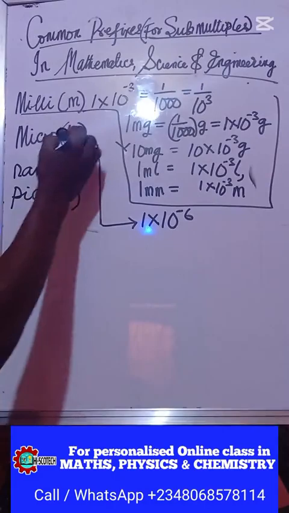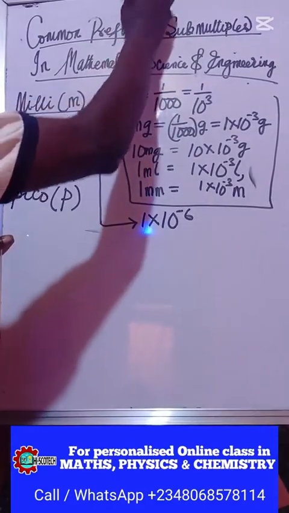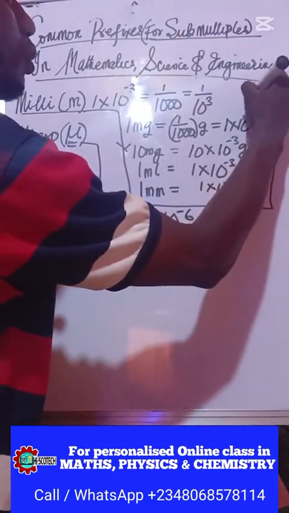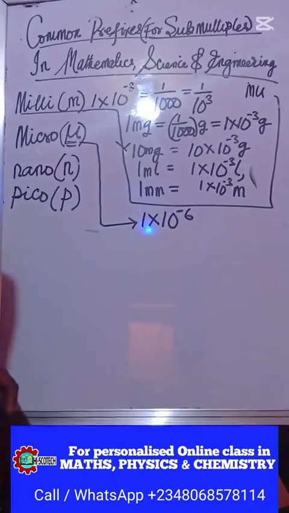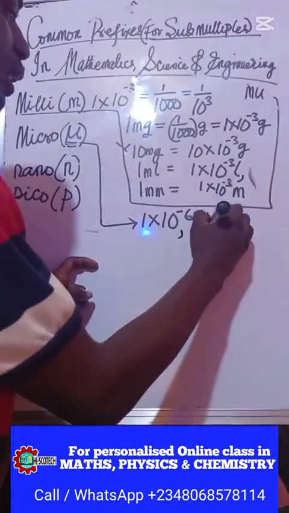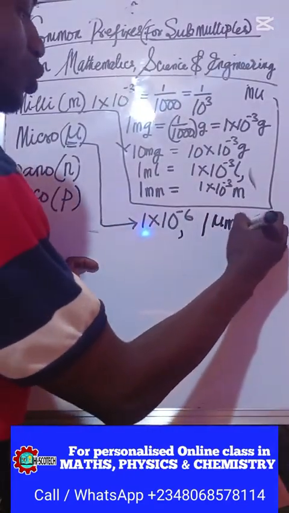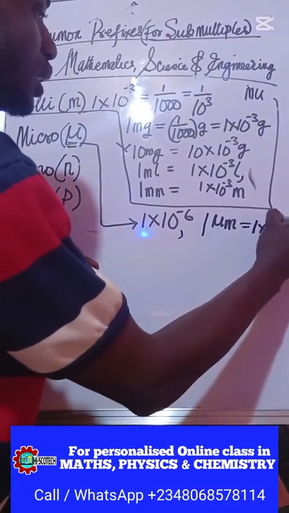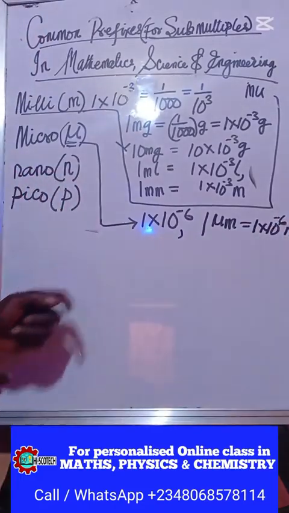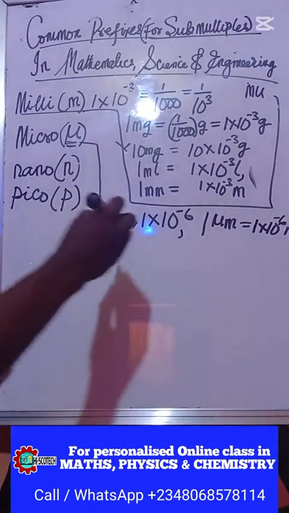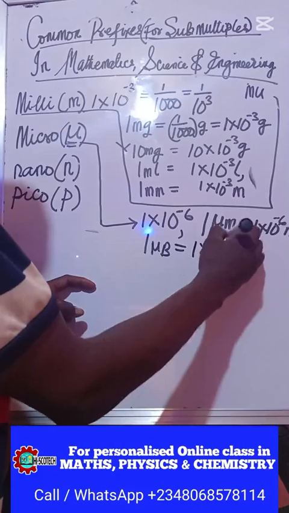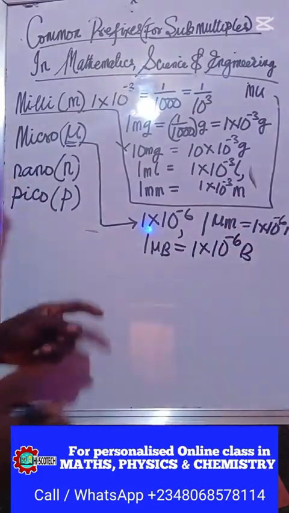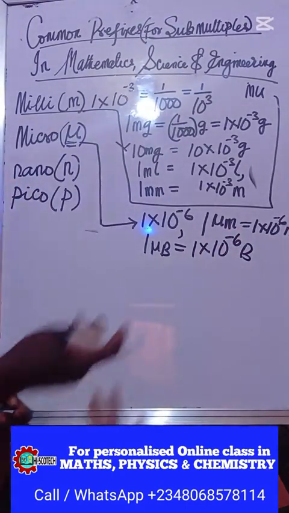Of course, the real name is mu. So micro means 1 times 10 to the power minus 6. So that means 1 micrometer is equivalent to 1 times 10 to the power minus 6 meters. Yes. 1 microbyte is equal to 1 times 10 to the power minus 6 bytes. Micro is divided by 1 million.